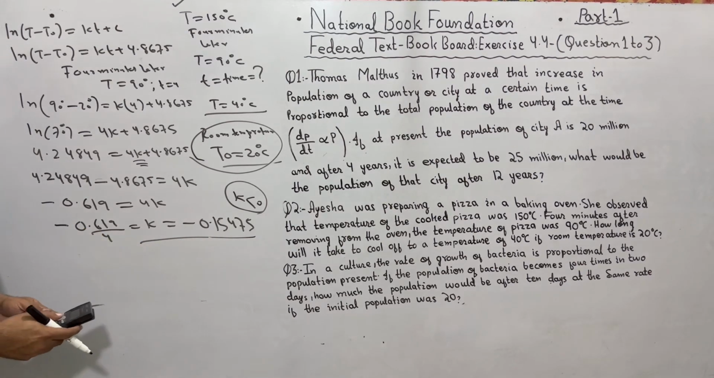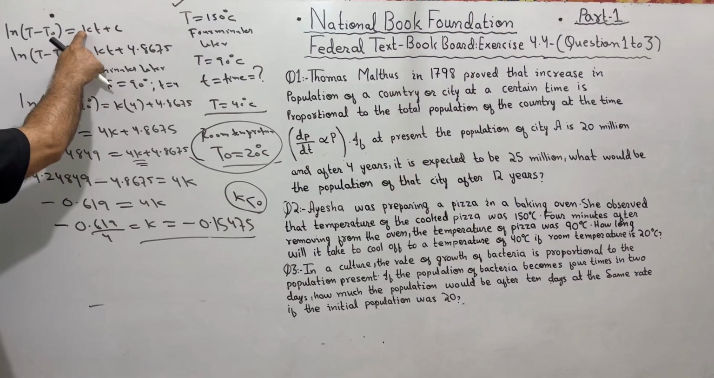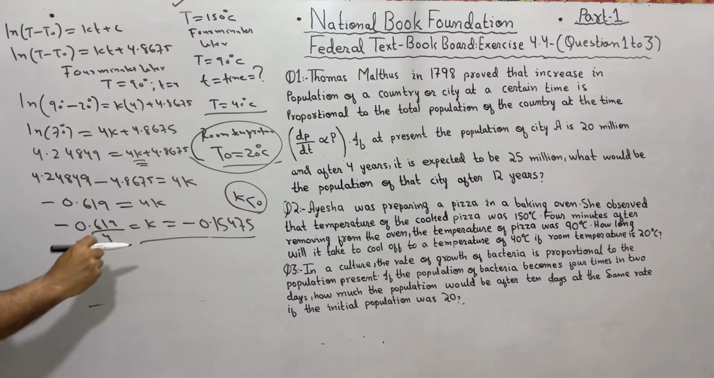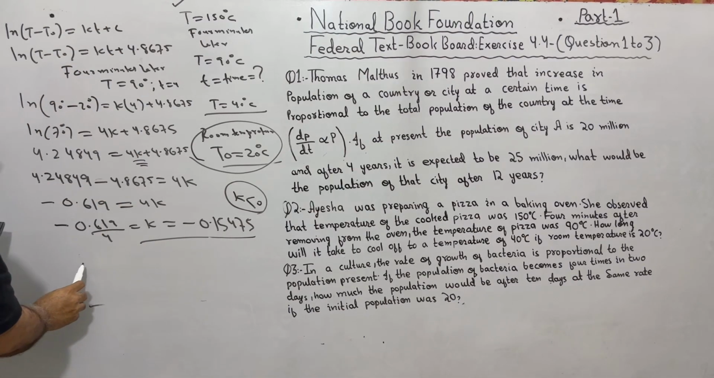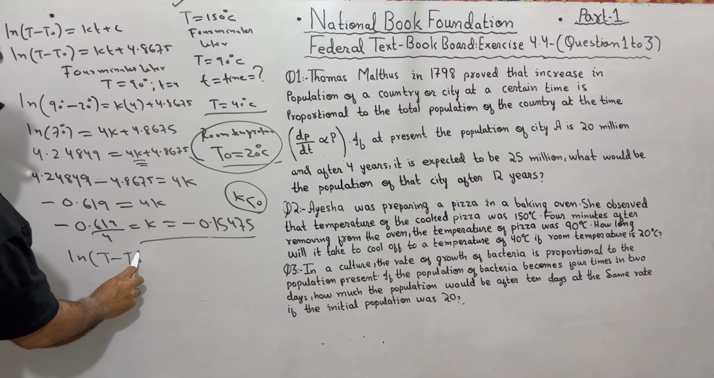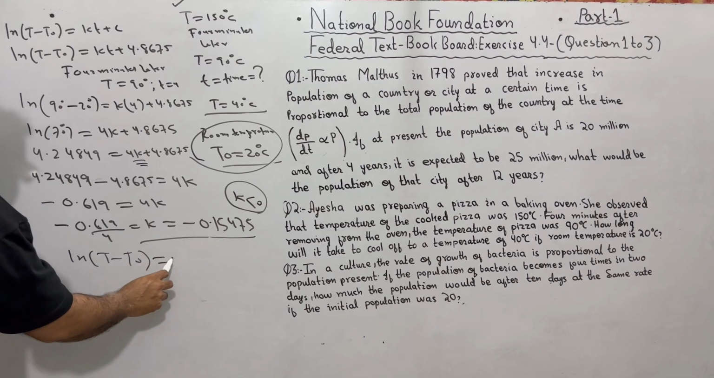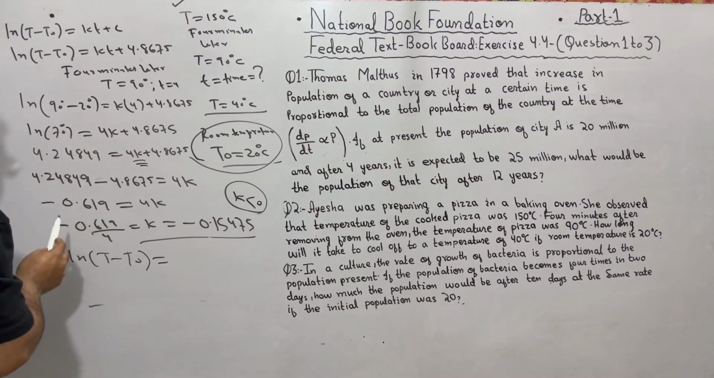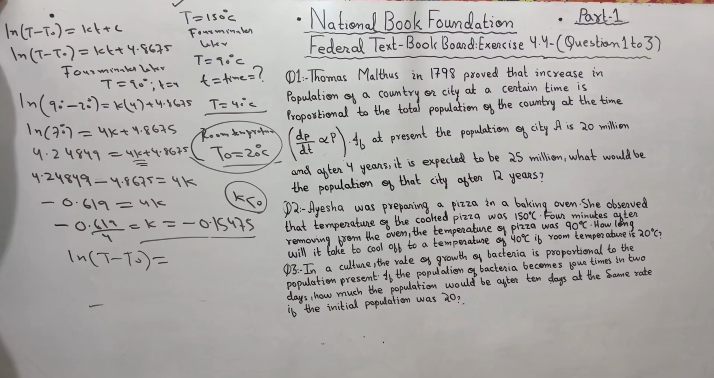Now we have the value of k and the value of c. Finally, we are about to jump to the conclusion. What do we have to do? ln of T minus T naught is equal to k times t. Let me write the value of k and t here.